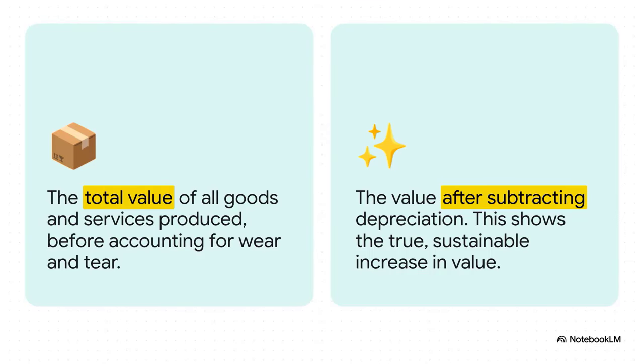And this is where that difference between gross and net comes in. The gross product is that big, flashy number we started with, the total value of everything. But the net product, that's a much more honest number. It's what's left after you subtract the value lost to all that wear and tear. It shows you the true increase in a country's wealth.